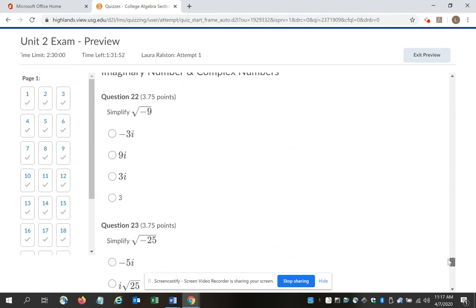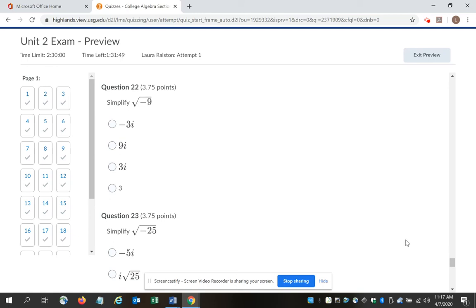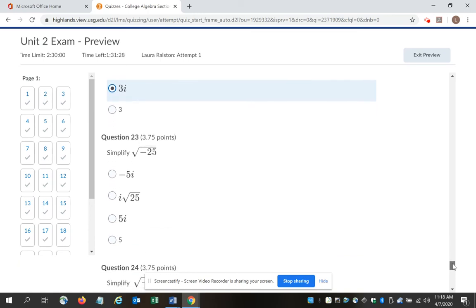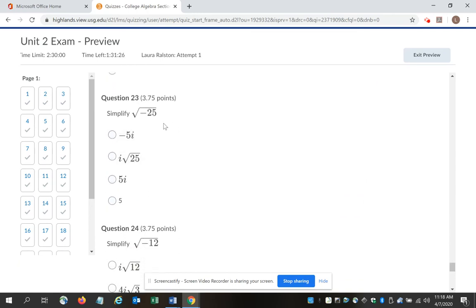All right, then the last grouping of questions is the imaginary and the complex numbers. Square root of -9: because it's negative under the radical, we know we're going to have an i, and the square root of 9 is 3, so I have 3i. Simplify square root of -25. Again, because I have a negative under the radical, I know I'm going to have an i, and the square root of 25 is 5, so it's 5i.